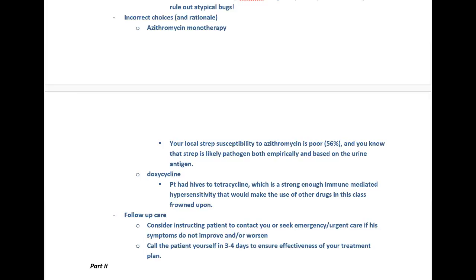Doxycycline, just because he has hives to tetracycline in the past, which is in the same class, you'd want to consider that to be a severe enough reaction to rule this out. Hives and anaphylaxis-like reactions are usually severe enough hypersensitivities that we don't try drugs in those classes.